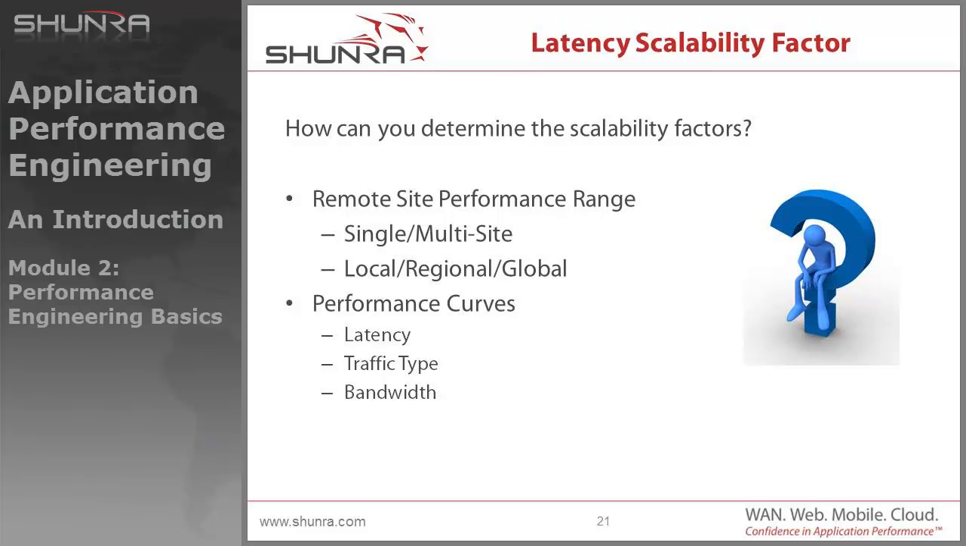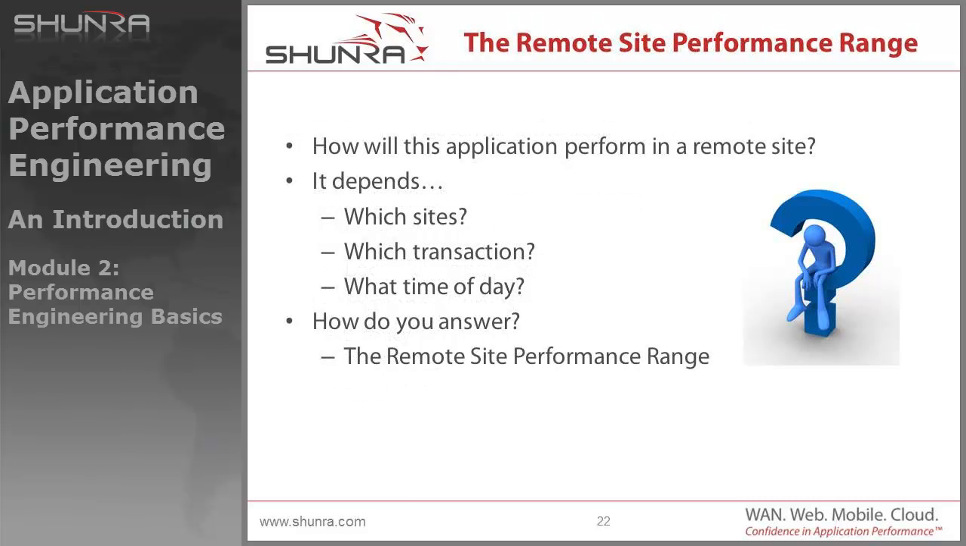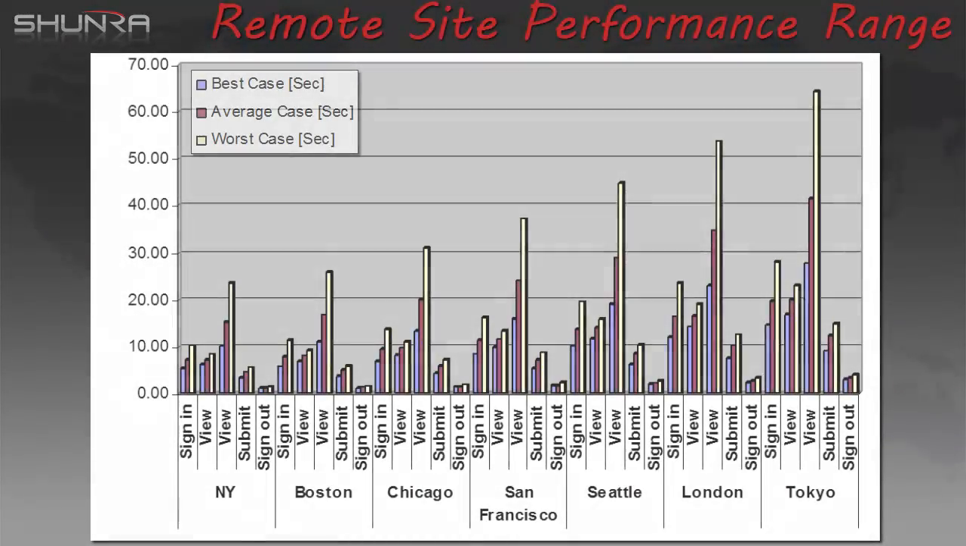So what we're really trying to do now is figure out how our remote users are going to act. We're going to figure this out from a single site to multi-site. We're going to look at local, regional, and global pieces. So what do we want to identify in this performance range? Or how are things going to act? Well, it all depends. Again, your application is going to act differently in different sites. It's actually going to act differently with different transaction sizes. And believe it or not, the time of day will also affect how your application will perform over the wide area network.